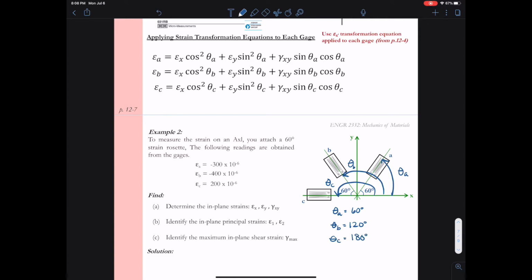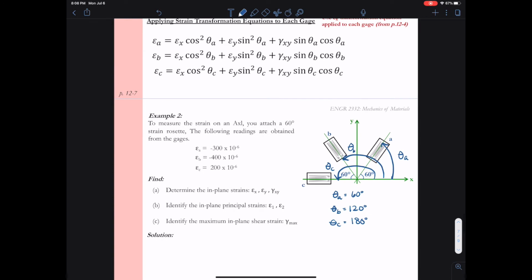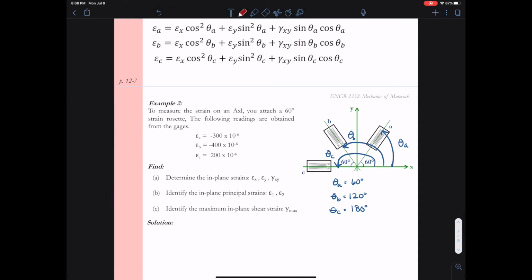To solve for epsilon x, epsilon y, and gamma xy, we just need to plug in the measured values of epsilon A, B, and C, along with theta A, B, and C, into the three equations at the top of the screen, and then we'll have a system of linear equations, three unknowns, and we'll be able to solve for all three of these variables that we desire.